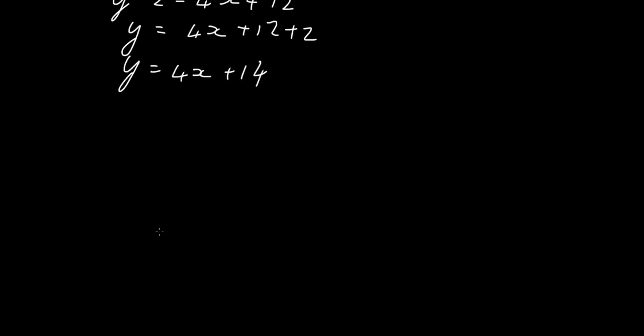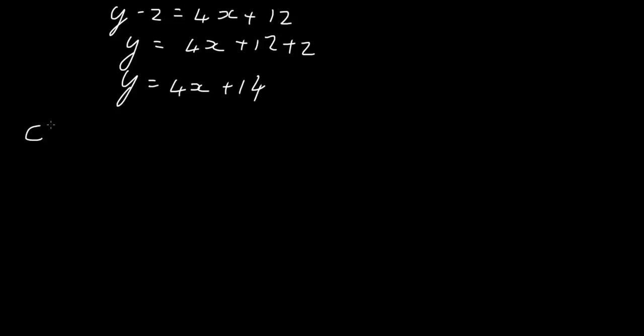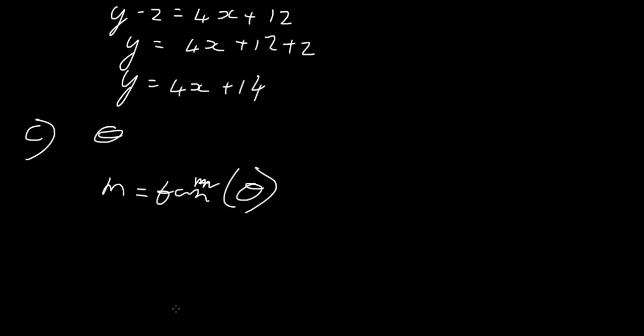I'm not going to do C and D, but just note for C, what you can use, because there they give you a point and they give you an angle of inclination, theta. So in order to get your gradient, you're just going to say m equals tan theta. Easy stuff. And then you'll have your gradient and you'll have your point, and you can do the exact same thing.